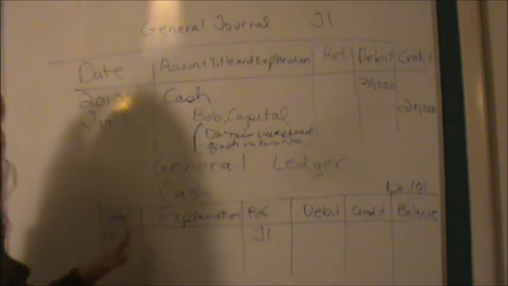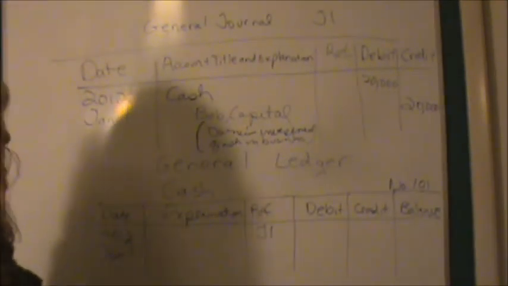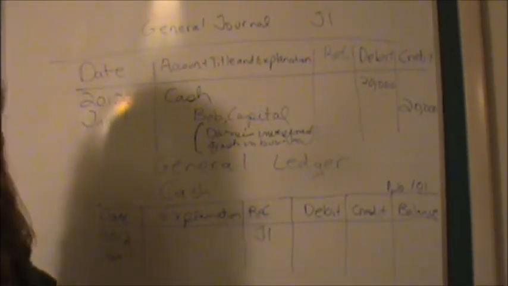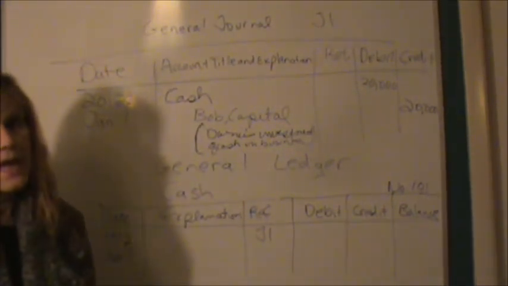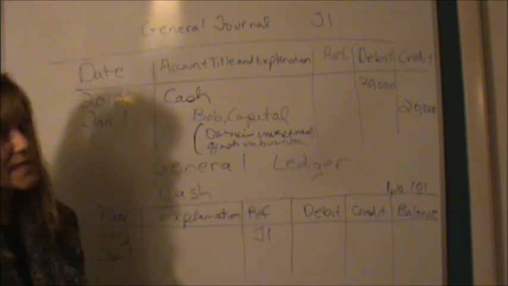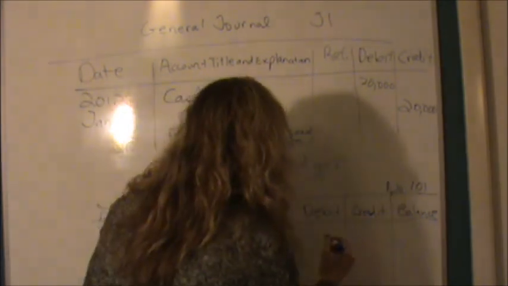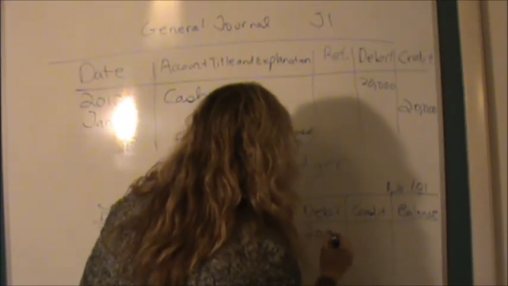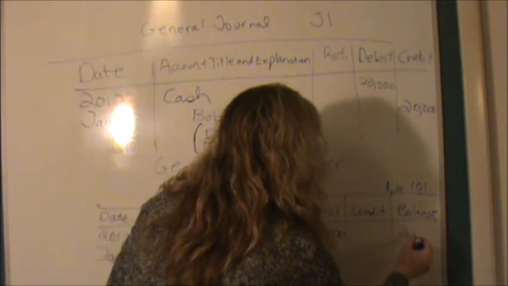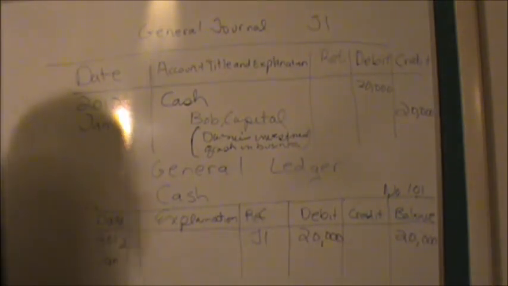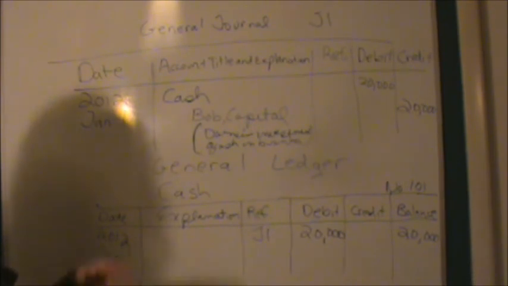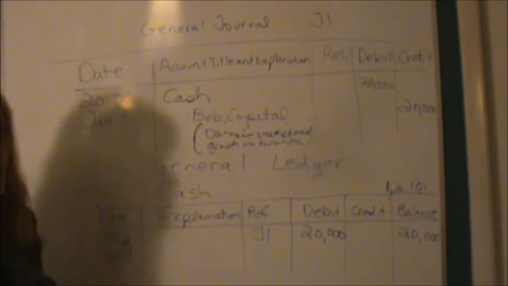Okay, so we're not going to write an explanation again. We already did that in the general journal. We don't have to do it again. But we do need to know the amount that was debited or credited. Well, we debited $20,000. Remember, cash is an asset account. It increases with a debit. So we're debiting $20,000. Our balance is $20,000. So I'm going to stop here and I'm going to show you what the general would look like for the capital account, just so you can see both sides of it.